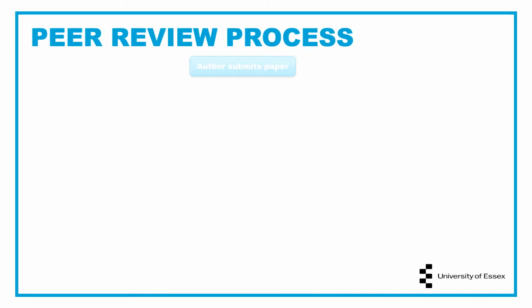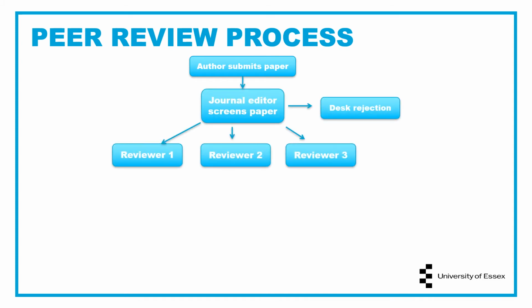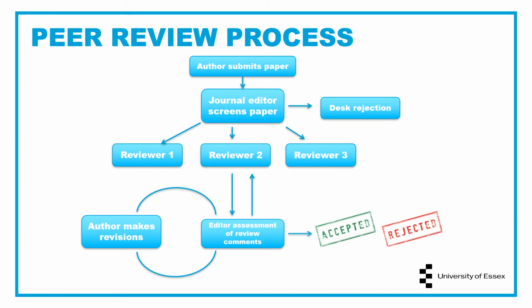Peer review happens in stages. Once the author has submitted the paper, the journal editor screens the paper and decides whether to reject the article or pass it on to peer reviewers. If the paper goes to peer review, the reviewers read the paper and make comments for major revisions or minor revisions. The editor assesses the review comments and either passes it back to the reviewers for further review or passes the paper back to the author to make the revisions. Once the author has made revisions, the editor decides again whether to send the paper for further review or whether to accept or reject the paper.